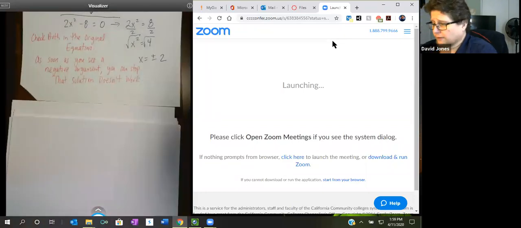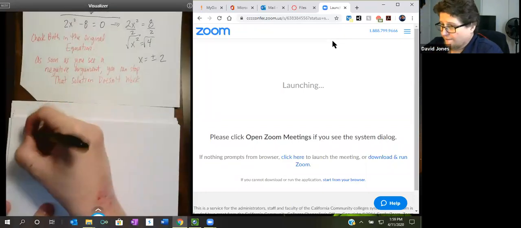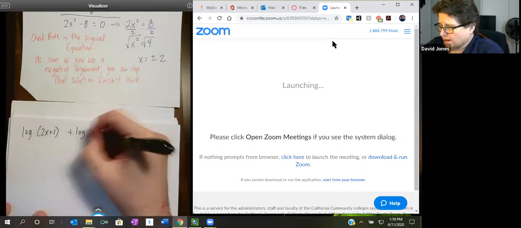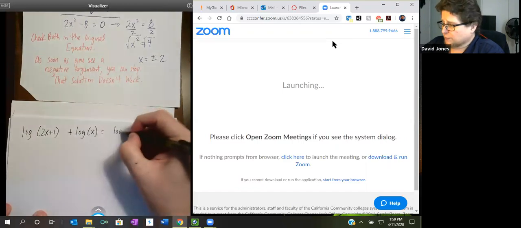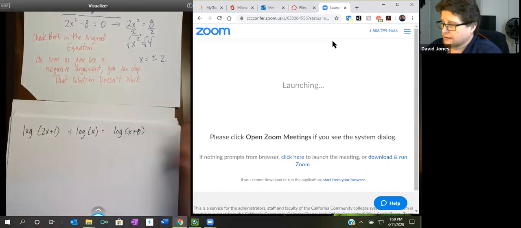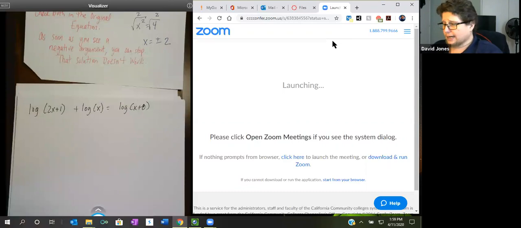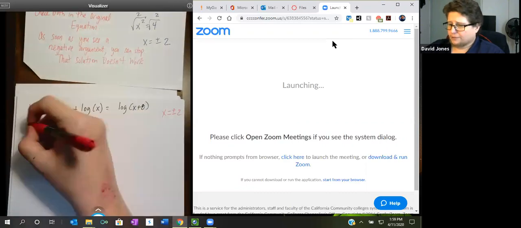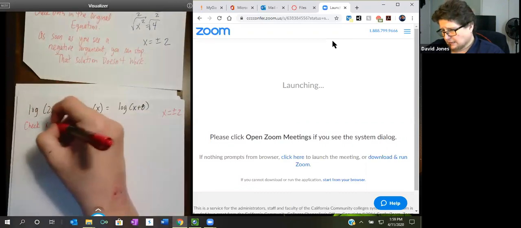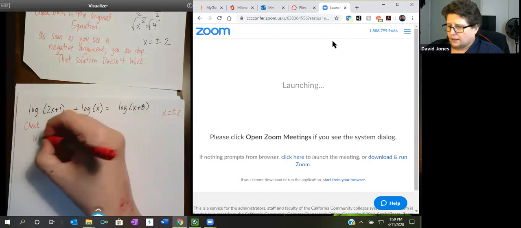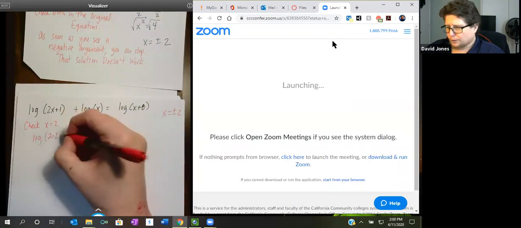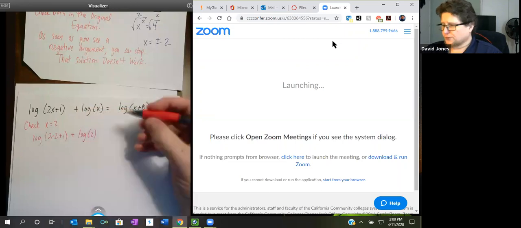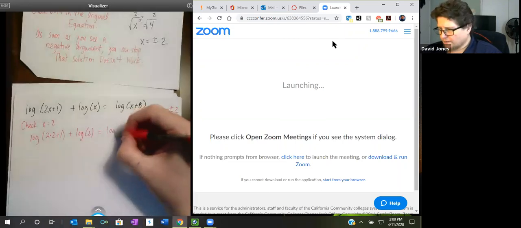I need some more room. I'm going to rewrite my equation. The very initial one was log of 2x plus 1 plus log of x equals log of x plus 8. And now we had x equals plus or minus 2. Let's check the positive one. Log of 2 times 2 plus 1 plus log of 2, does that equal log of 2 plus 8?